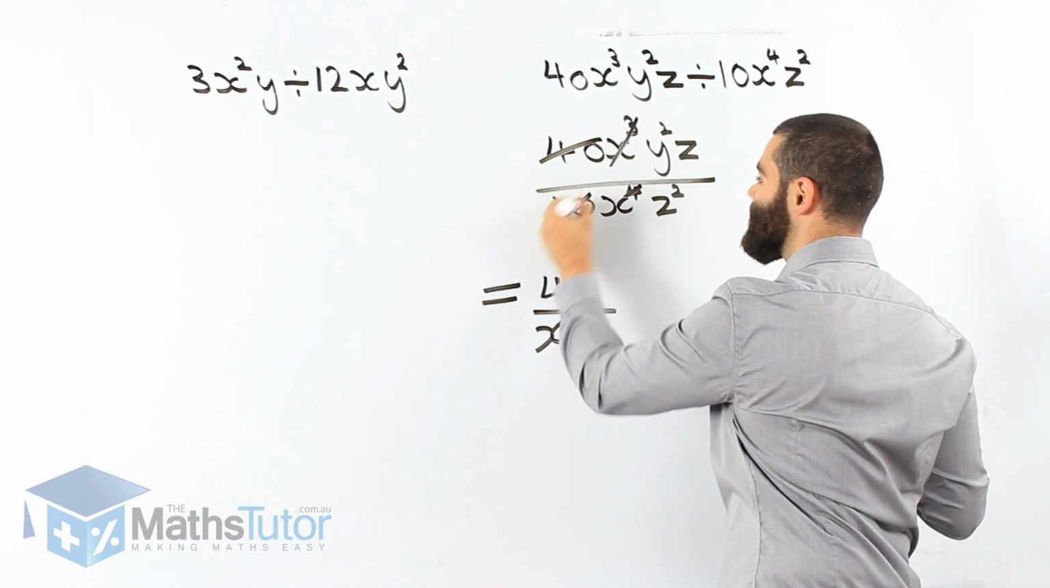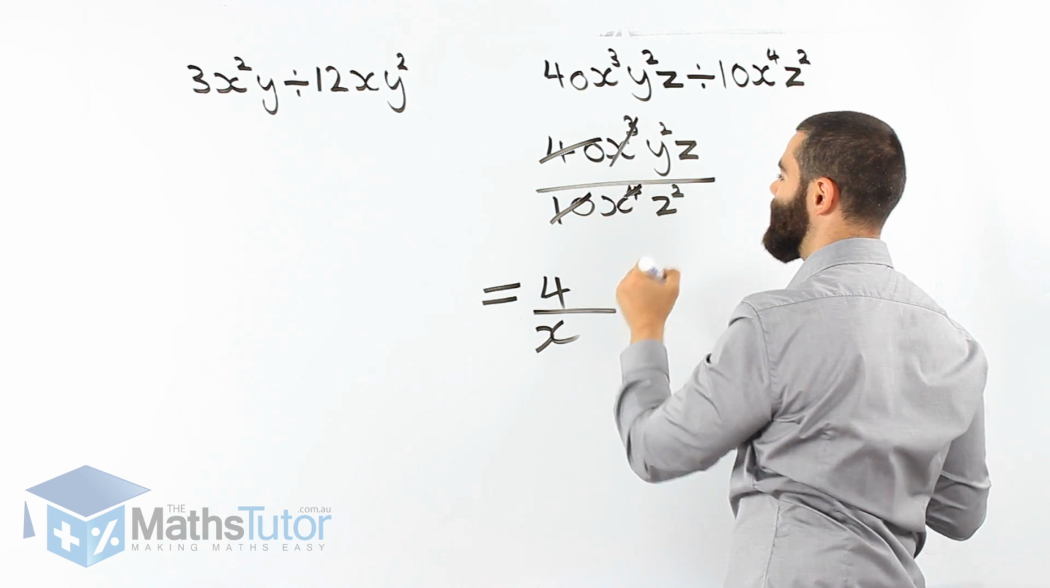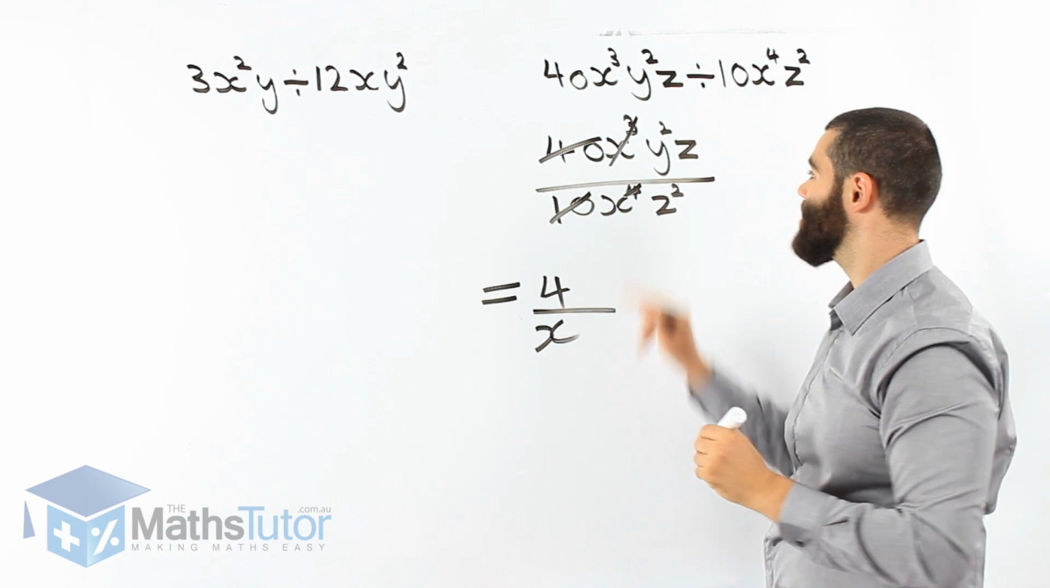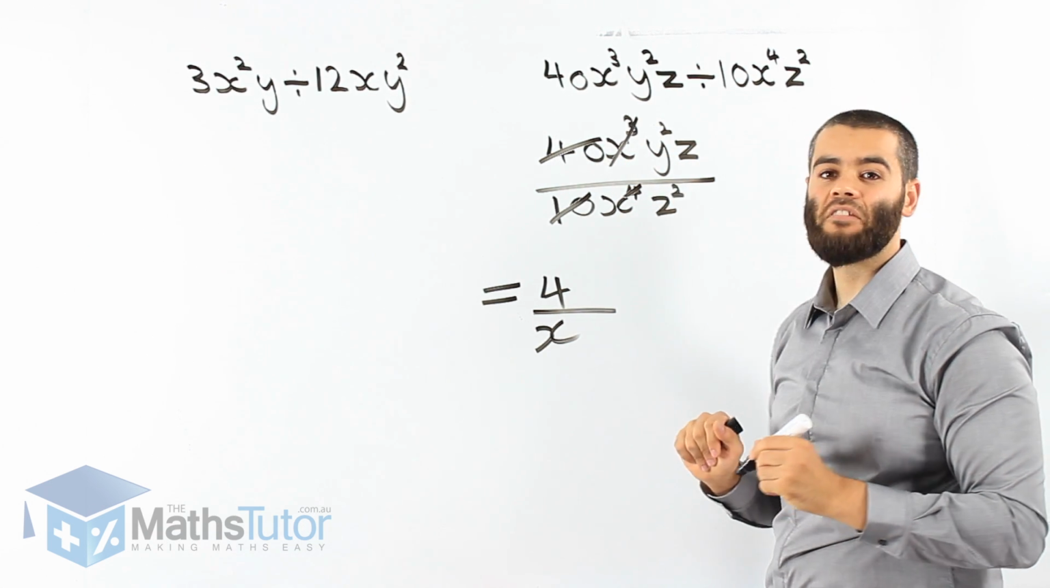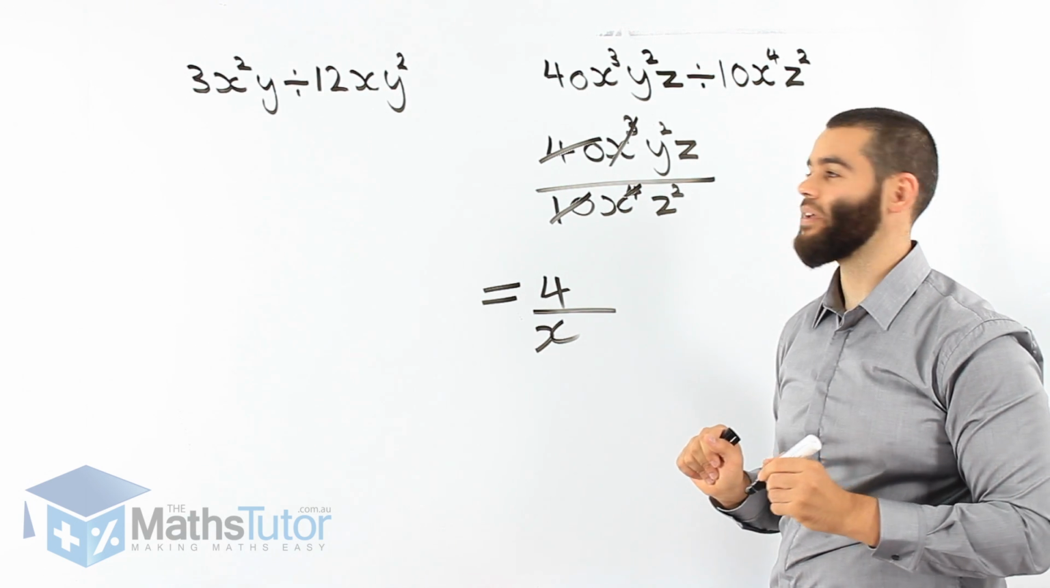So that's finished. 40 divided by 10 is 4. X to the power of 3, x to the power of 4. The 3 x's on top go. X times x times x, gone. With x times x times x from the bottom, you're left with 1x down the bottom. There it is in the denominator.